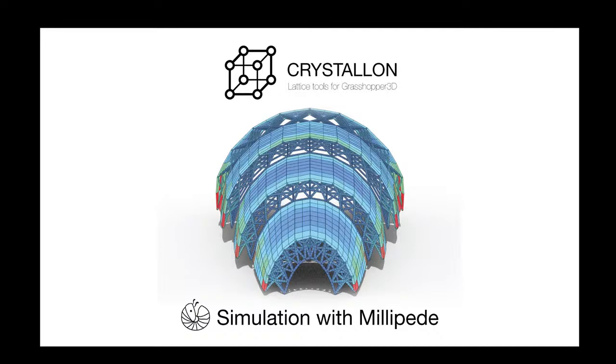There are different types of simulation, and Millipede is one of the best, and it's ideal for lattice structures. And lastly, I want to talk about how we can use it to optimize the design of our lattice structures. So I'm going to go through some slides first to give a bit of an introduction, and then I'll do some quick demos at the end.